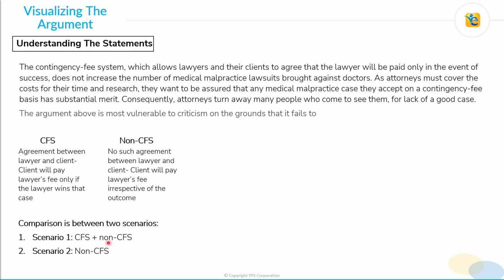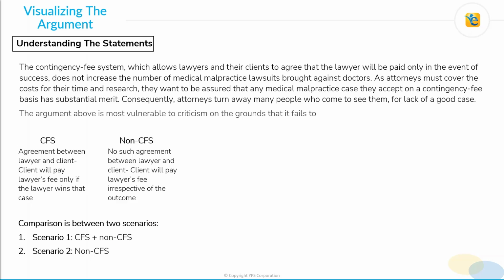So what does it mean? It means that when the first scenario in which CFS and non-CFS cases both exist is considered, you will not see that this scenario has more medical malpractice lawsuits brought against doctors compared to scenario 2.